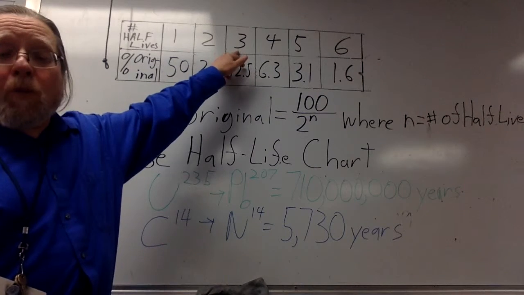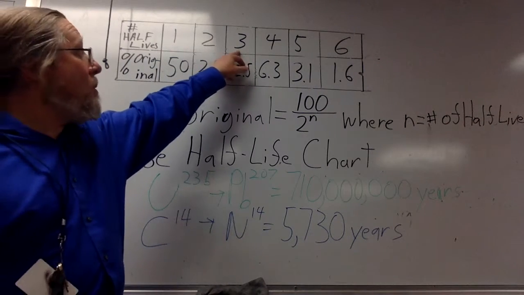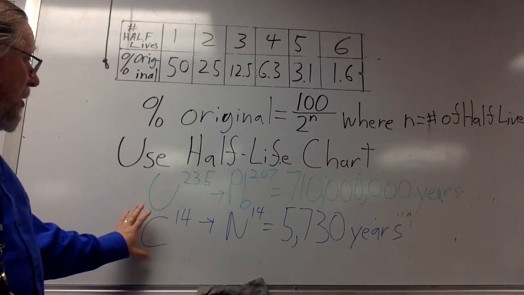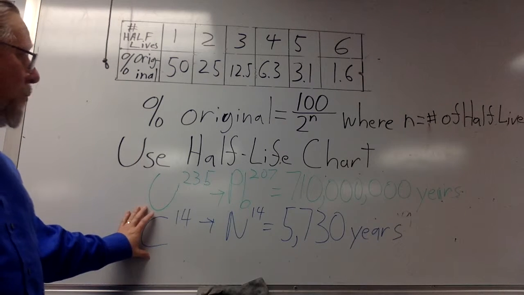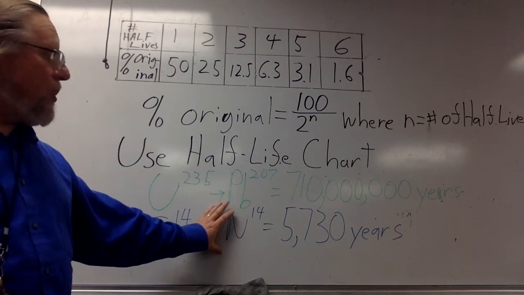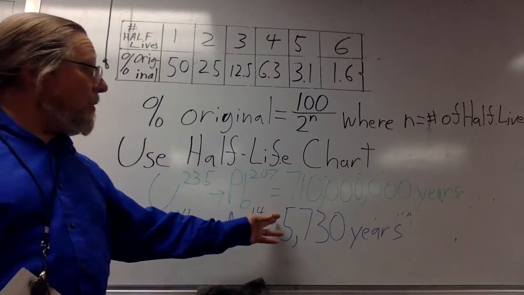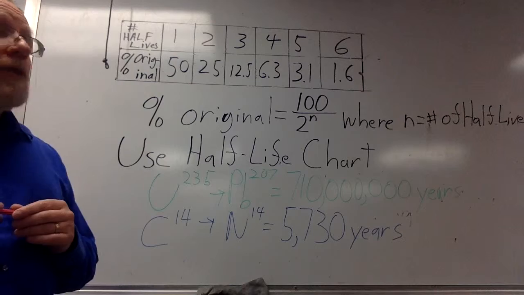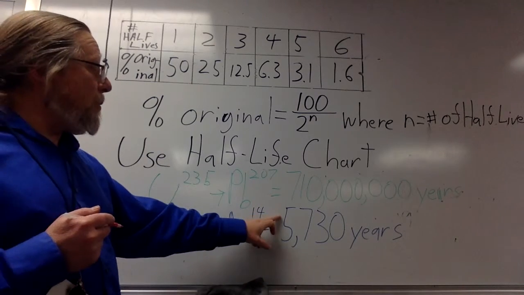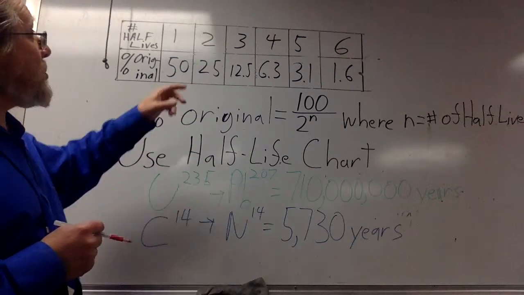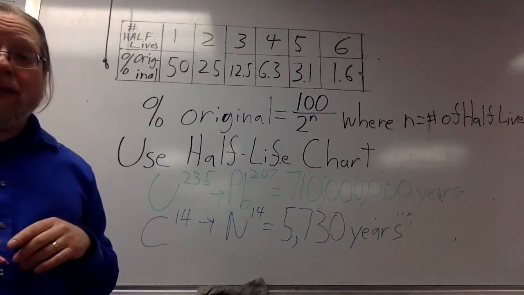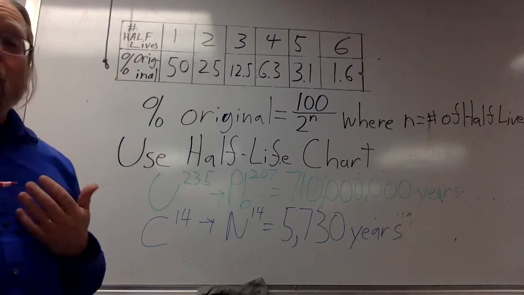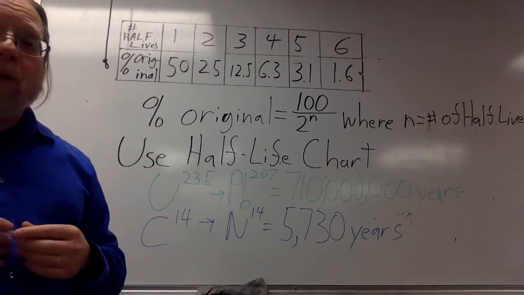The next question will be, how old is the bone? Well, we need to know what a half-life of carbon-14 decaying to nitrogen-14 is. The value I found was 5,730 years. So 5,730 years times 3 half-lives will give us our answer to how old that bone is.